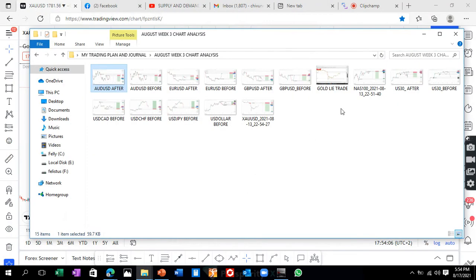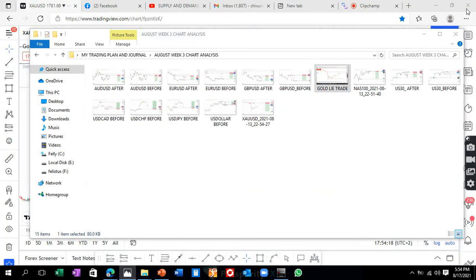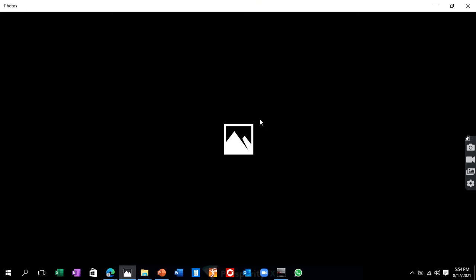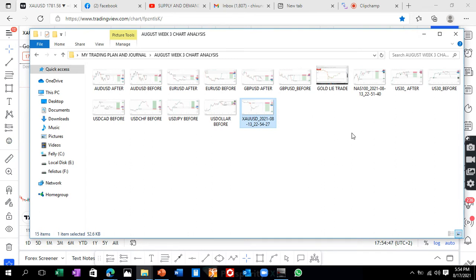I analyzed this pair. Where is it? Not this one. It's this one here. Yeah, as you can see, I analyzed this pair and I wanted to sell when price comes to this level, and it did come to this level and gave us a nice double top at that level, and it's now dropping. Those that are on those platforms actually benefited from this.